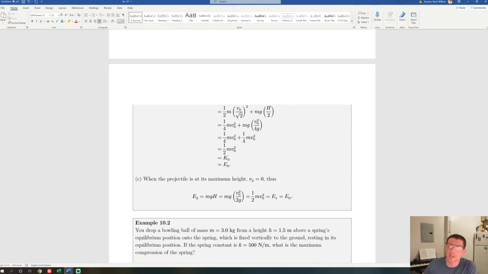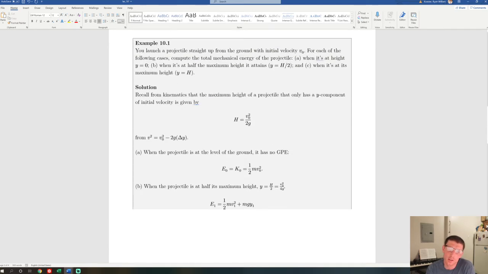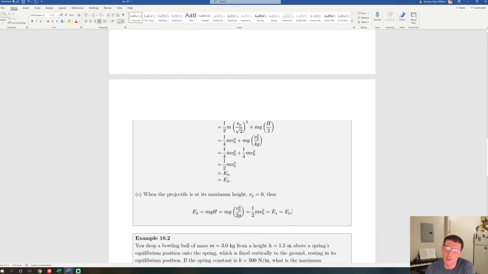And so we see that, at least for this simple one-dimensional problem, we're using things that we already knew from kinematics to confirm that this idea of conservation of energy seems consistent. And we do see that it is consistent. So that's a great sign. Very exciting!